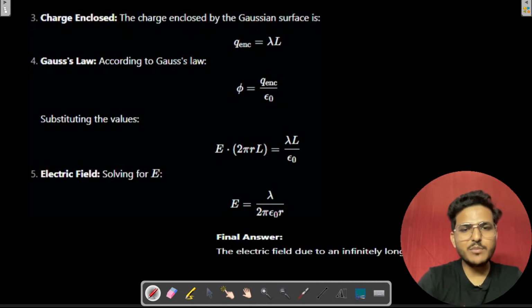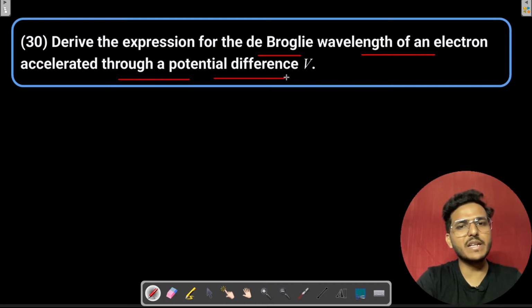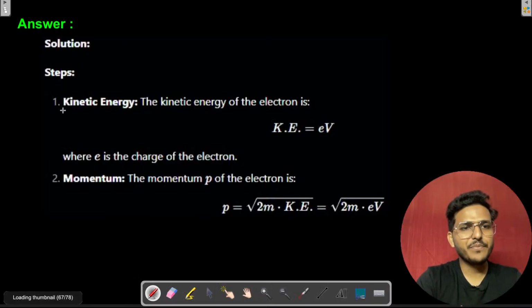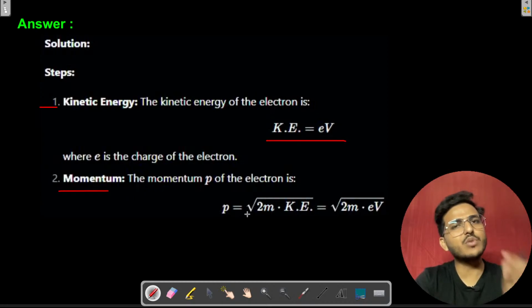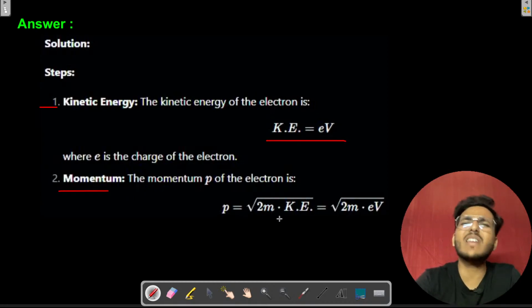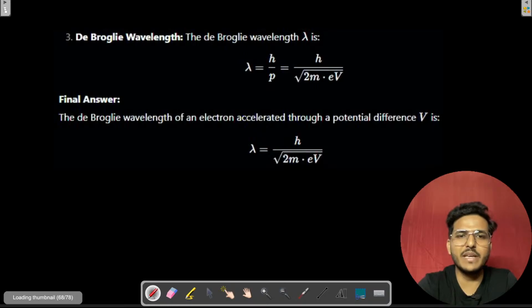Yeah, obviously these are most repeated questions. So derive the expression for the de Broglie wavelength of an electron accelerated through the potential difference V. See, first, kinetic energy is eV. Second, momentum is p equals under root of 2m times K, K is the kinetic energy. That is, kinetic energy is eV, so p equals under root of 2m eV.